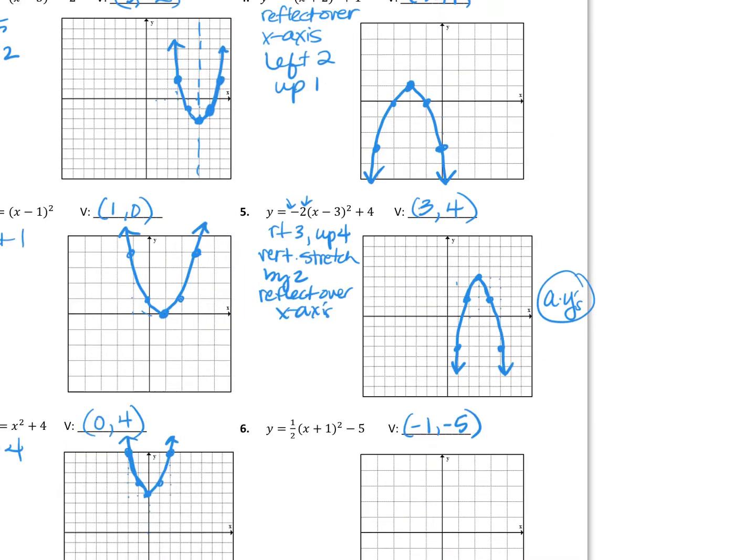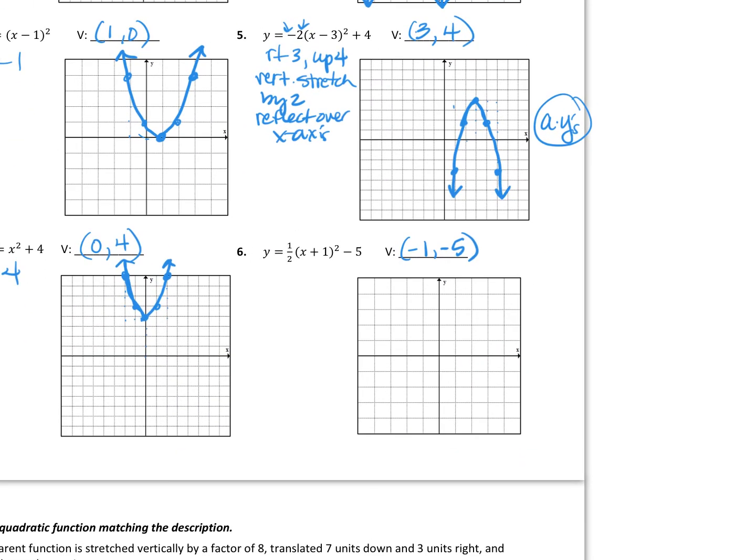Let's try the next one. Let's relocate our vertex, so it's -1, -5. All right, let's list the transformations going on. It's gone left 1, down 5. That takes care of that and that. Now it's going to be a vertical shrink by 1/2. So watch what happens.